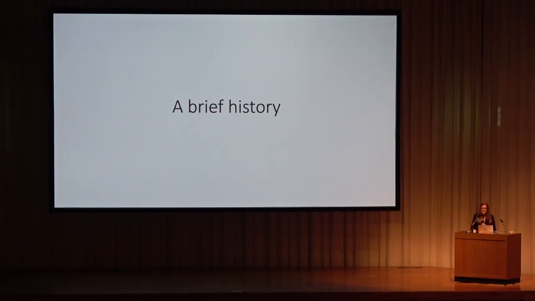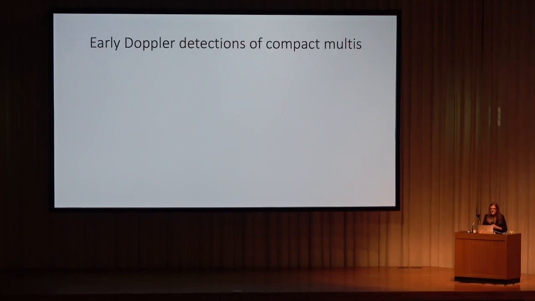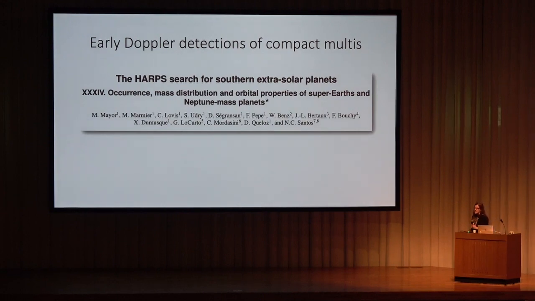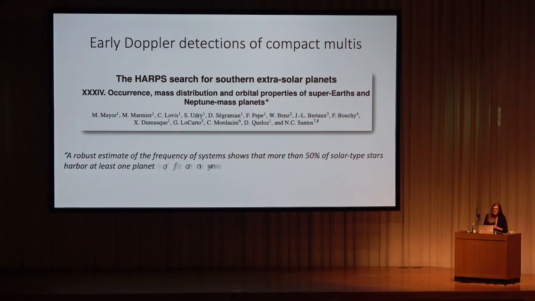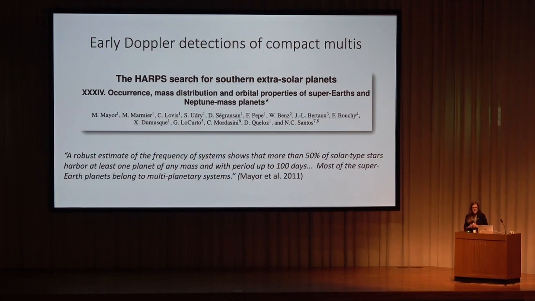Diving in now, I want to begin by taking a step back to discuss the history of compact multi observations. The earliest sign that short-period super-Earths and sub-Neptunes were very common came from radial velocity observations in the pre-Kepler era. For instance, the High Accuracy Radial velocity Planet Searcher, the HARPS survey, started to observe many of these super-Earths and sub-Neptunes. They found that a robust estimate of the frequency of these systems shows that more than 50% of solar-type stars harbor at least one planet with any mass and with period up to 100 days. And they also said that most of the super-Earths belong to multi-planetary systems.